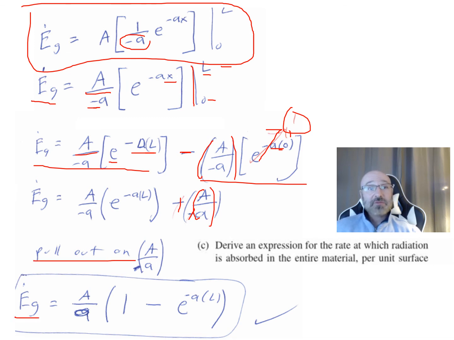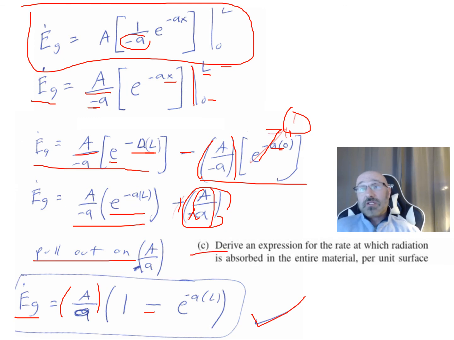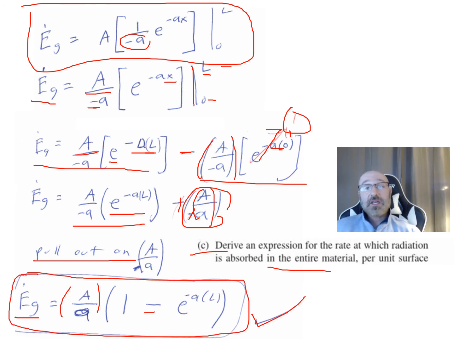We now have an expression here of A over a times this 1, because this relates to this term right here, minus this term over here of e to the negative aL, which does double check with our solution that we had before. We go back, what did they ask us to solve for in C? They wanted us to derive an expression for the rate at which radiation is absorbed in the entire material per unit surface. That's exactly what we solved for here. We've now completed parts A, B, and C for this problem.